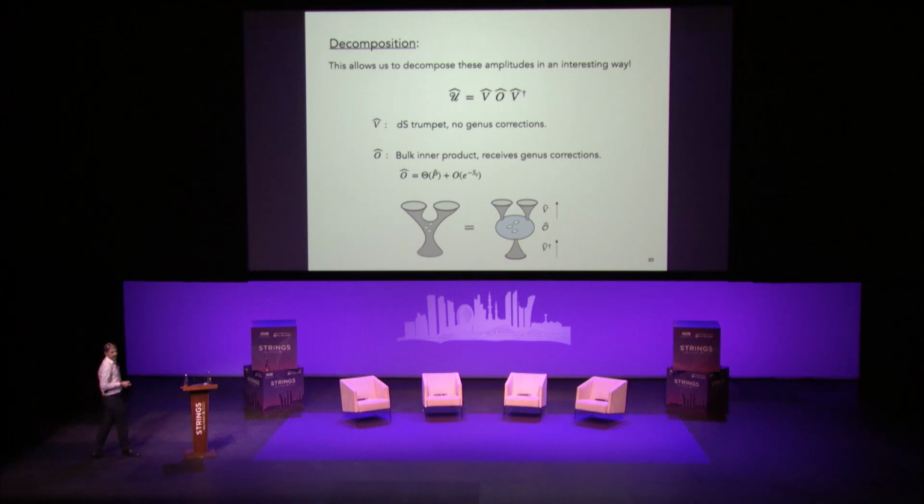Now, this allows us to kind of decompose the amplitudes that we find in an interesting way. We can think of this infinite time evolution operator as basically a past trumpet, and then an effect that comes in from gluing in this intermediate surface, and then a future trumpet. And to leading order in genus expansion, or rather, these trumpets don't get corrected to any order, but the intermediate surface you can think of as kind of telling us how we glue a bra to a ket, and that receives corrections in genus expansion.